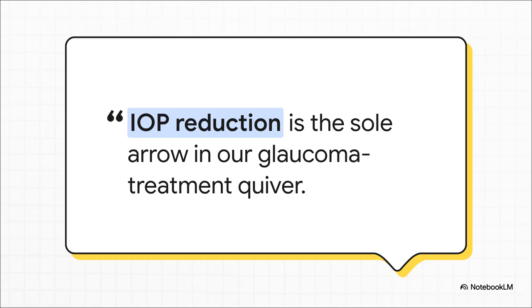Ultimately, no matter which side of the diagnostic tree your patient falls on, whether it's open or closed, primary or secondary, your treatment always loops right back to our original physiological framework. IOP reduction is literally the sole arrow in our glaucoma treatment quiver. We manipulate the math of the Goldman equation to save the optic nerve from the irreversible structural damage we've seen today.